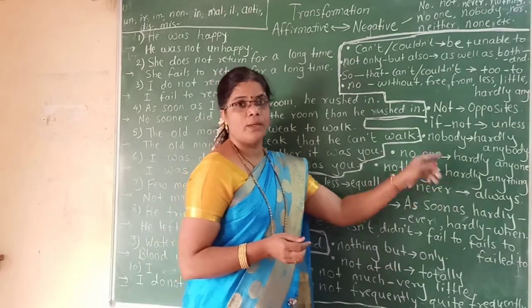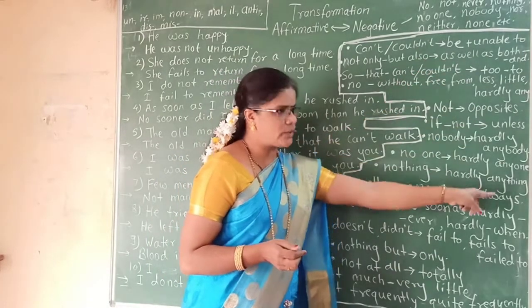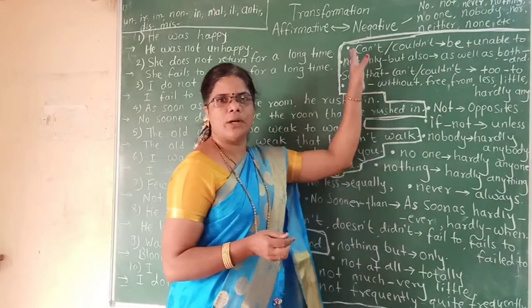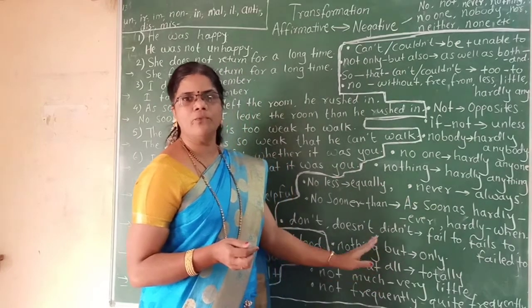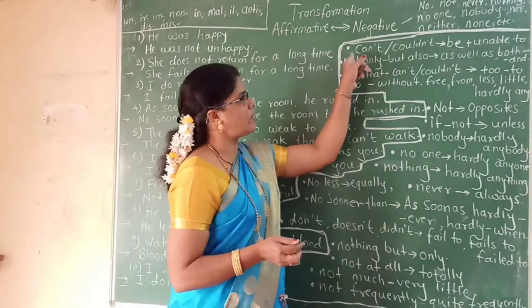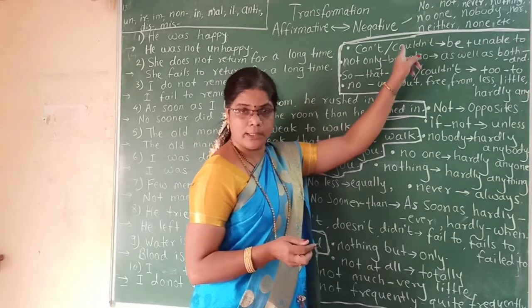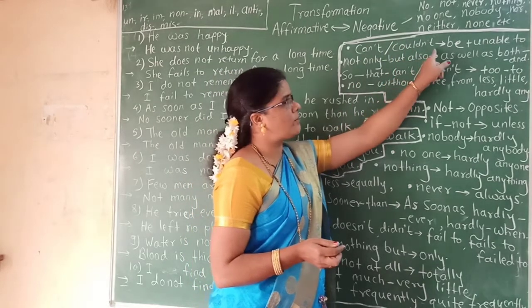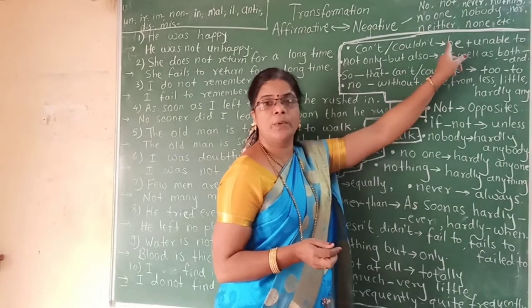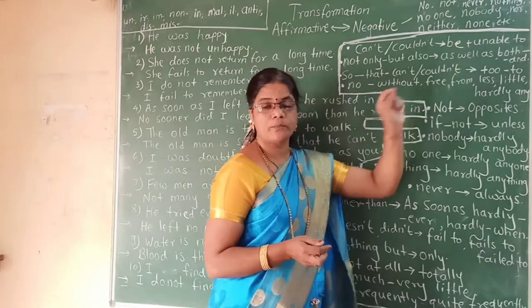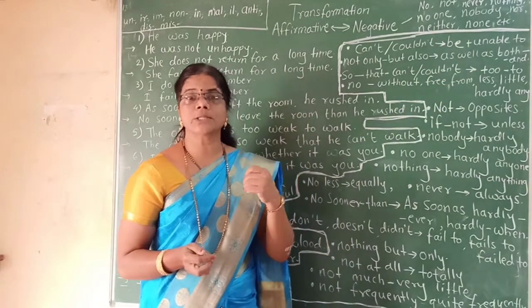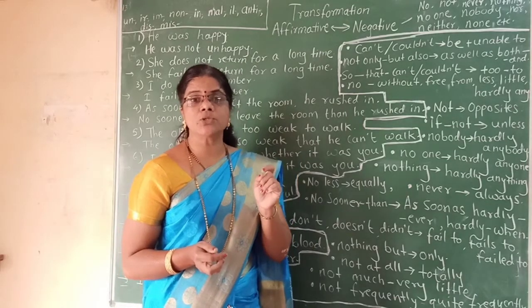And if in an affirmative sentence these words are there, then in negative you have to use these words. So one by one we are going to see these words. See here, if can't or couldn't is there in a negative sentence, then you have to use in affirmative be plus unable to. What is be?